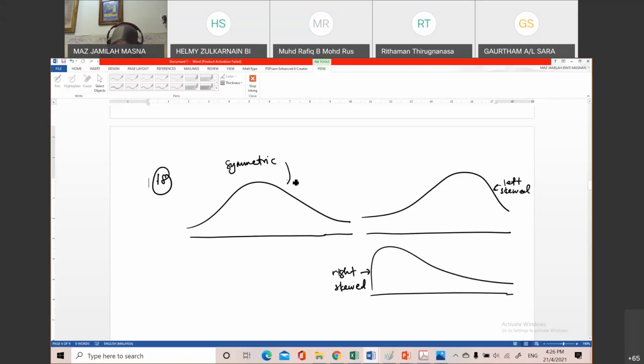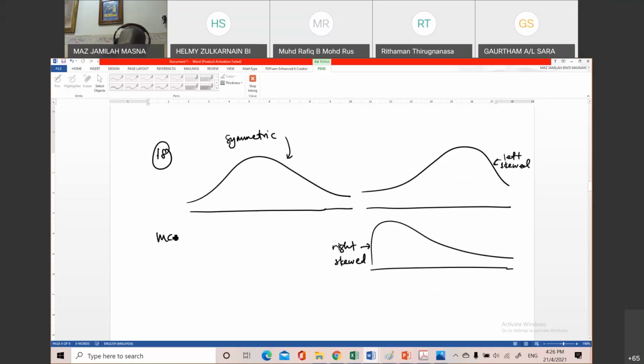Now, what about those measure of central tendency? What do we mean by measure of central tendency? And what does measure of central tendency refer to? We know MCT contains mean, mode, median. Correct, right, class? Yes, MCT is mean, mode, median, right? Yes. Now, what if you have symmetric or normal distribution data? What happened to your mean, mode, median?